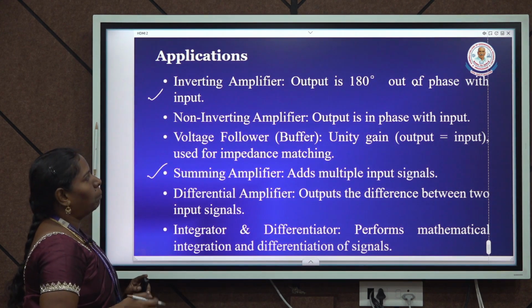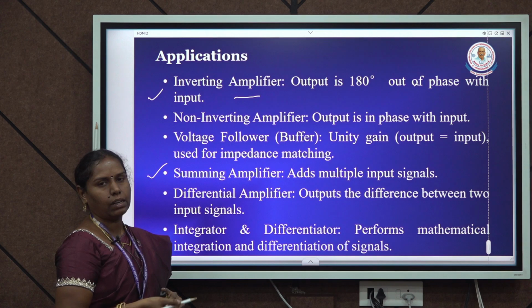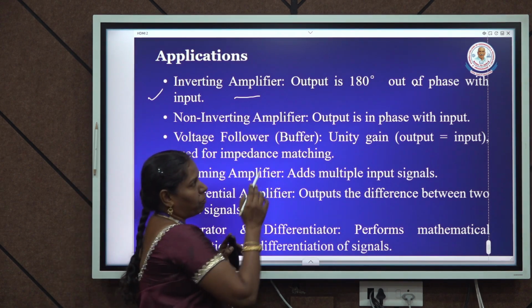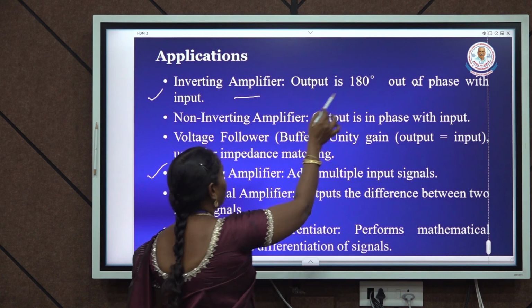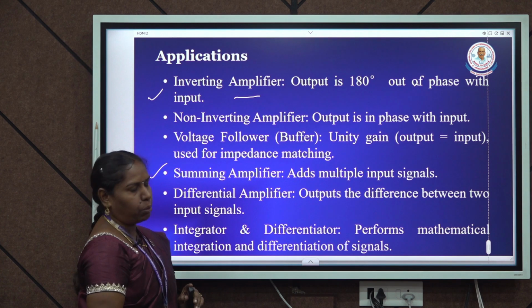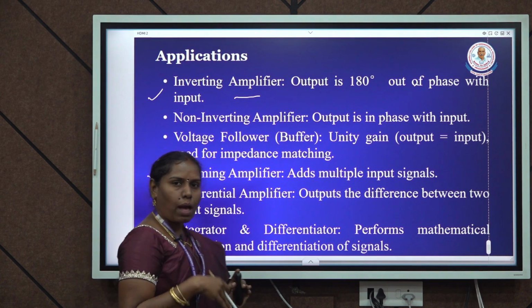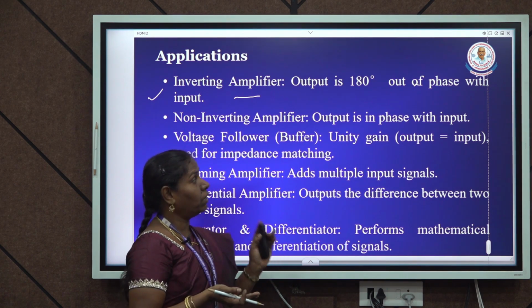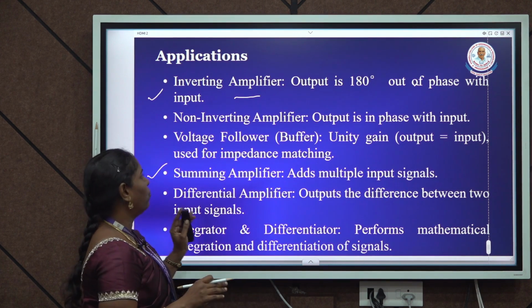An inverting amplifier, as the name itself says, amplifies the input signal. It boosts up the magnitude of the input signal, but the phase relationship between the input and output signal is 180 degrees. A non-inverting amplifier also amplifies the input signal, but there is no phase difference between the input and output; both are in phase.